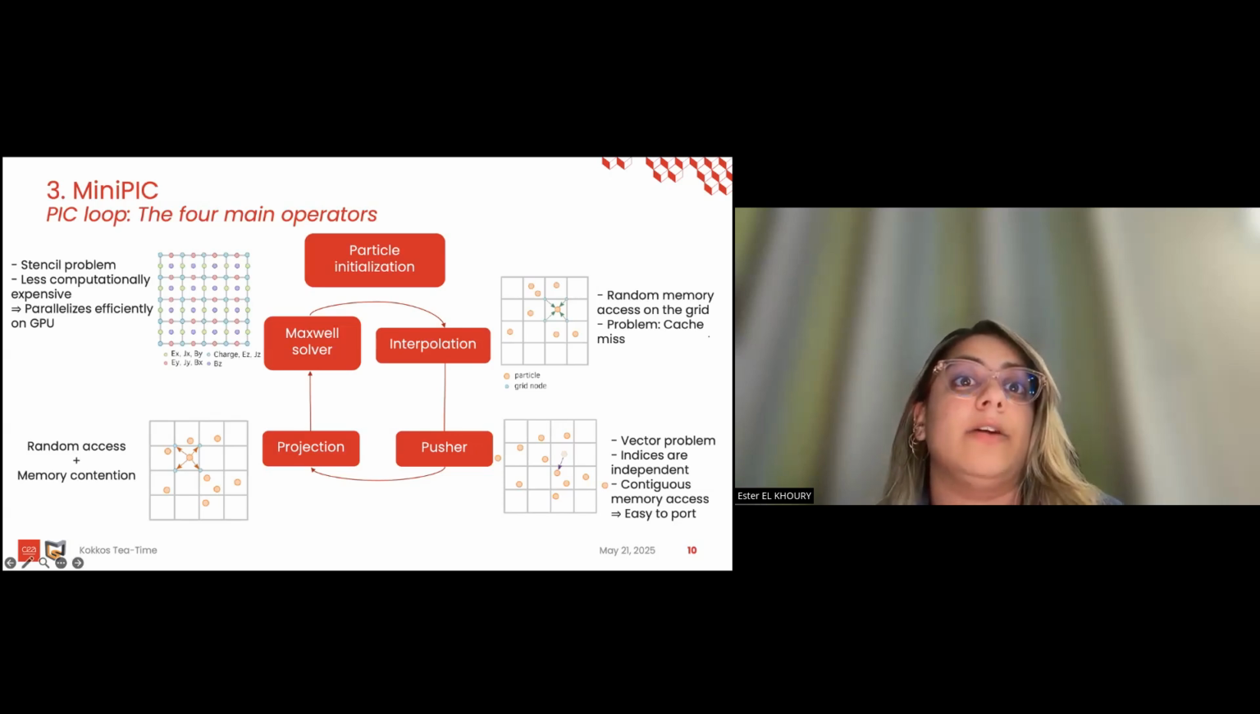And the final main operator is the Maxwell solver. Once the current densities are updated, the electric and magnetic fields are computed using Maxwell's equations. The step is a stencil problem, and in our case, we have a large number of particles, so this part becomes relatively lightweight, and it parallelizes well on GPU. For example, in our benchmarks, the Maxwell solver and boundary conditions account for only 5% of the total runtime, making them negligible compared to other operators.